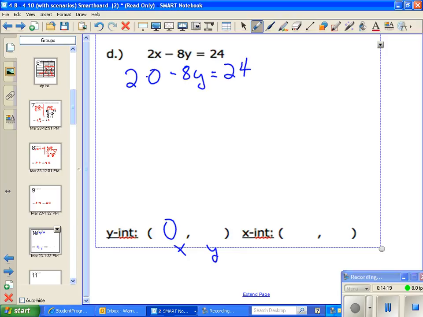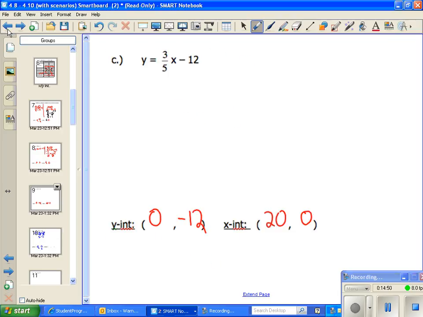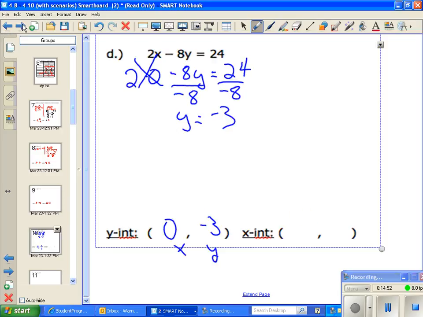What happens to the 2 times 0, Jake? Okay, yeah, it just becomes 0. It cancels out. Okay, so how would you solve the last part? Chris? Good. Divide by negative 8. So you get that your y-intercept is negative 3. Wait, what's the answer to C again? The y-intercept? Yep. Okay, so that is the y-intercept.